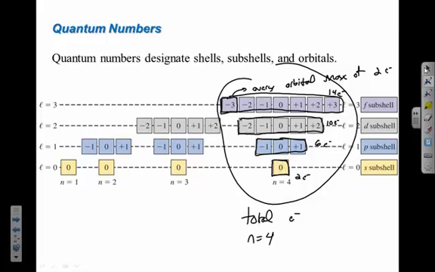What's the minimum number of electrons? 0. We already said I can knock all the electrons out if I have enough energy. The minimum is always 0.